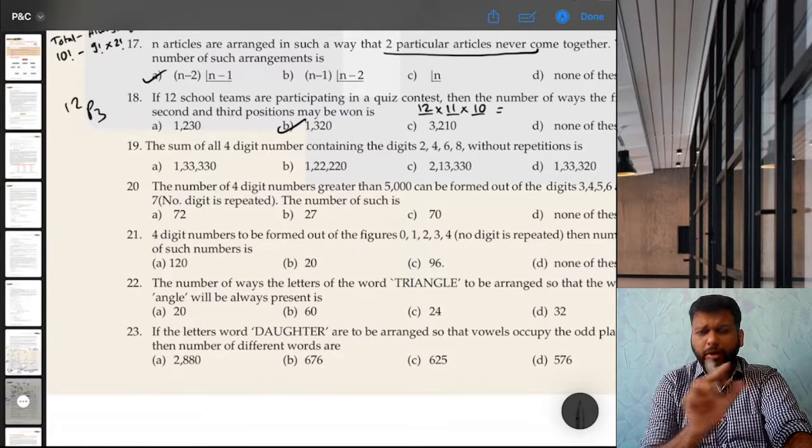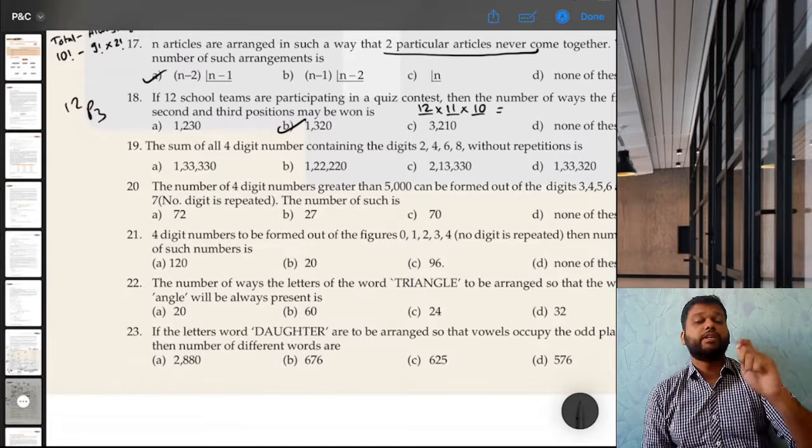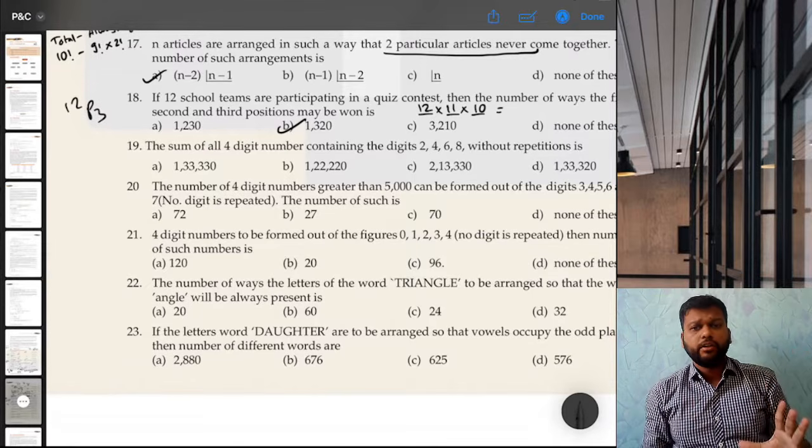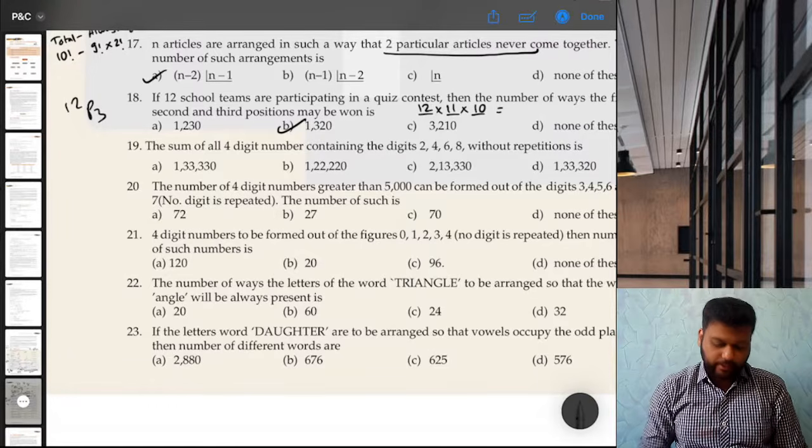It is better if you go by just positions rather than nPr, because that will help you. You can watch the revision lectures for this. I have explained this in a detailed way, why you should go by positions and how it will be easy.